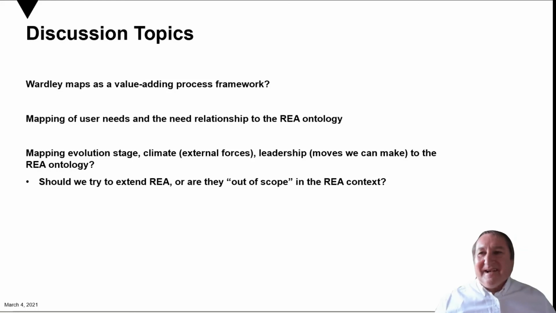So Jesper and I would like to hear some feedback. Firstly, what do you think about Wardley maps? Then, is our analysis of the user needs correct? And we also said that stage of evolution, external forces, and leadership do not have corresponding elements in the REA ontology. So is it okay, or would it make sense to try to extend REA in this direction?